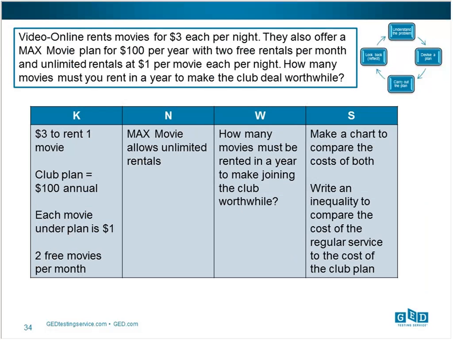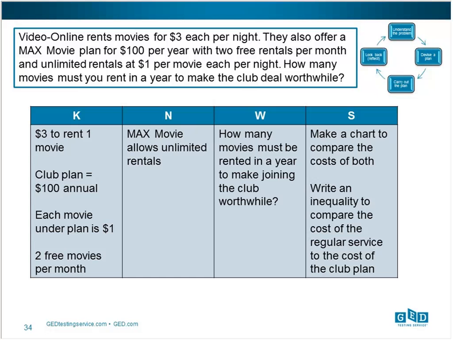So we filled in the graphic organizer. And basically what you're looking at is this particular one, okay, what do I need to know? Well, I know that there's $3 to rent one movie. I know the cost of the club plan. I know how much a movie costs under that plan. And I've got 2 free movies a month.